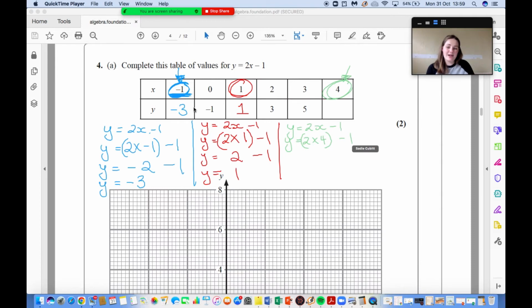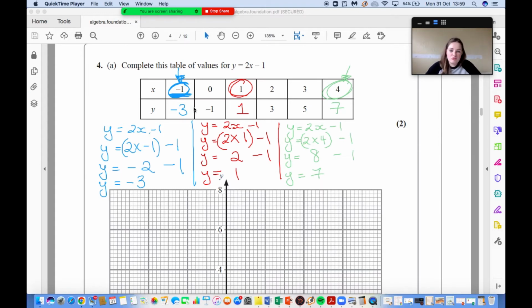The reason I'm putting them brackets in there is to remind you that you need to do that multiplication first before you take off a 1. So 2 times 4 is 8, take away 1. So 8 take away 1 is 7. So that one would be 7. Okay, so now you've got your coordinates, -3, 1 and 7.